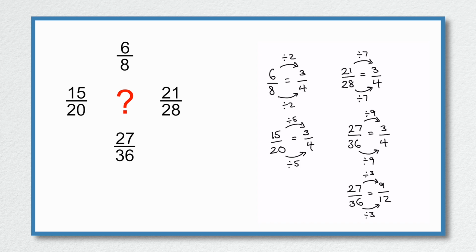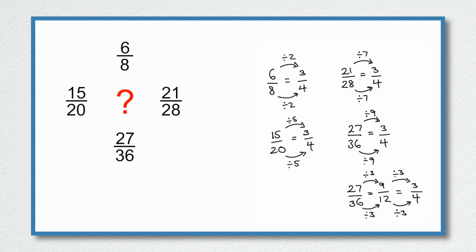9 and 12 are both in the 3 times table. If I divide 9 by 3, I get 3. And if I divide 12 by 3, I get 4. So I end up with 3/4. I can't simplify this fraction any further.